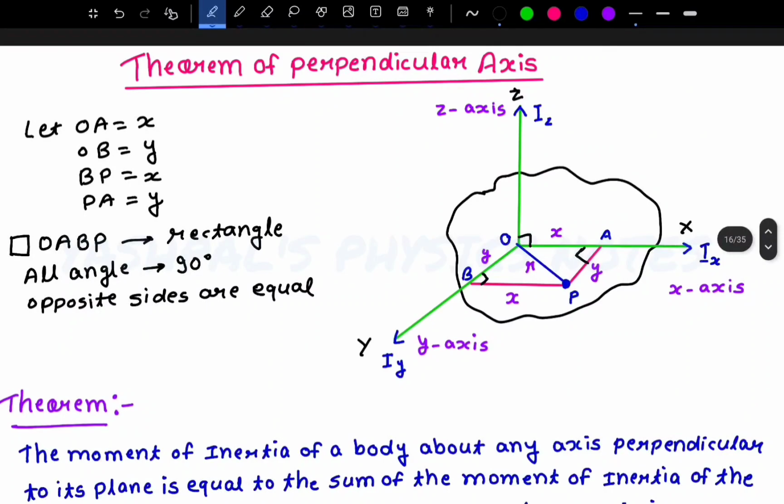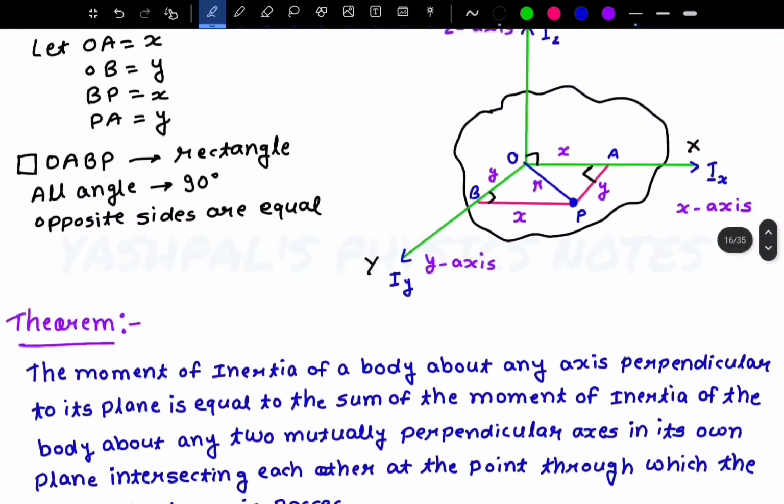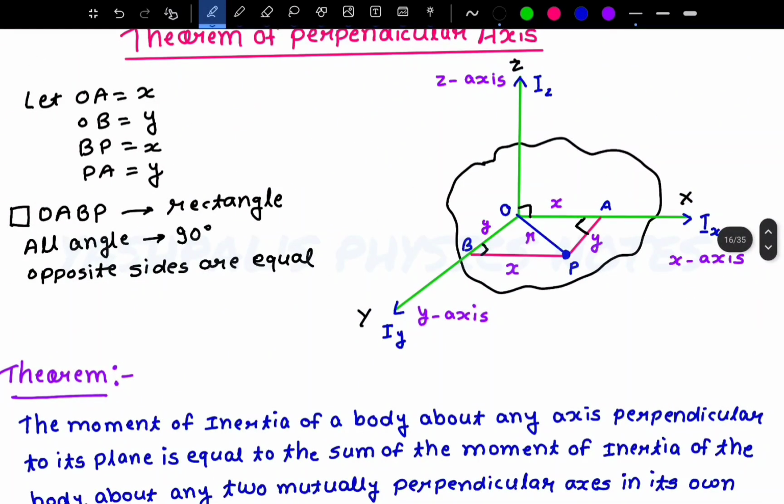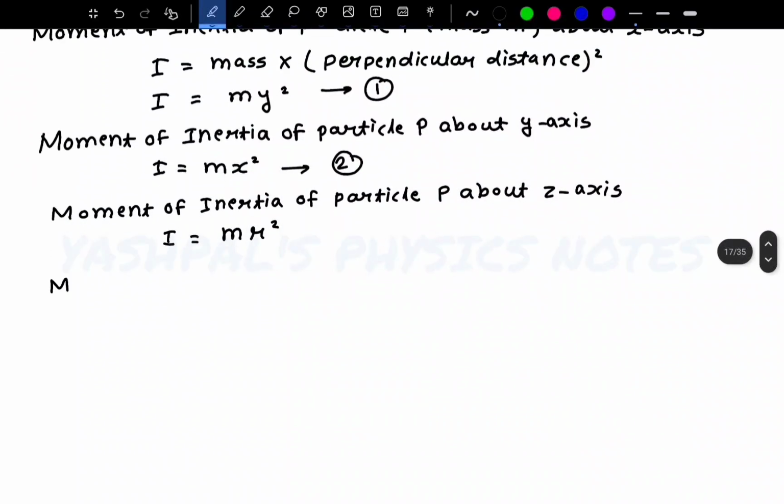So this was our complete figure. We have labeled it and we have named each and every portion of this figure. Now here we have found the moment of inertia along x-axis, y-axis and z-axis for this particle P. Now we have to find the moment of inertia of the whole body. So what we are going to do, we are going to use the summation sign to add up all the masses. So here I can write moment of inertia.